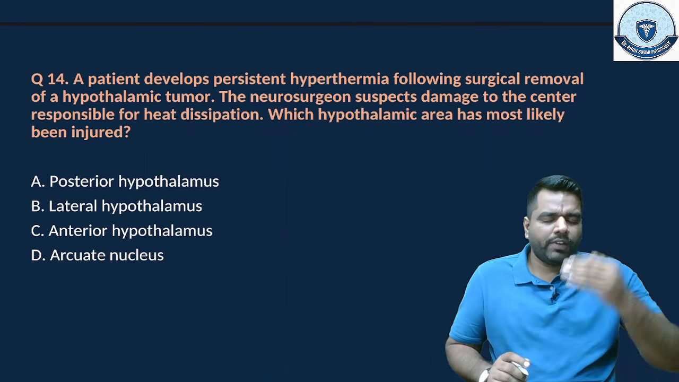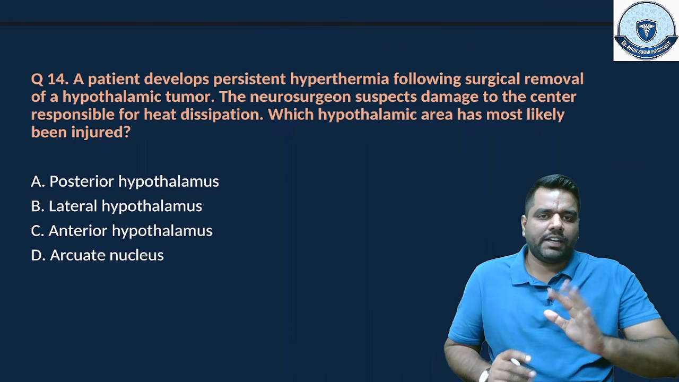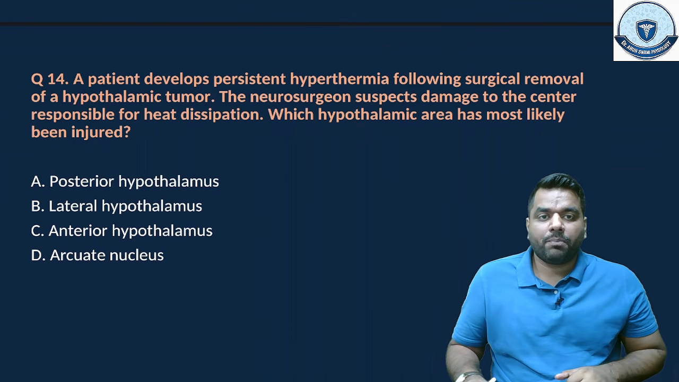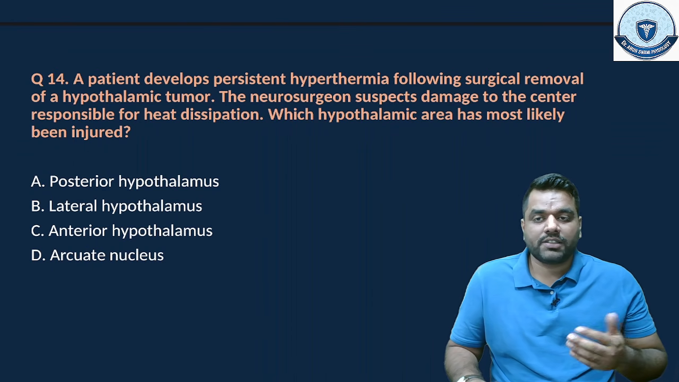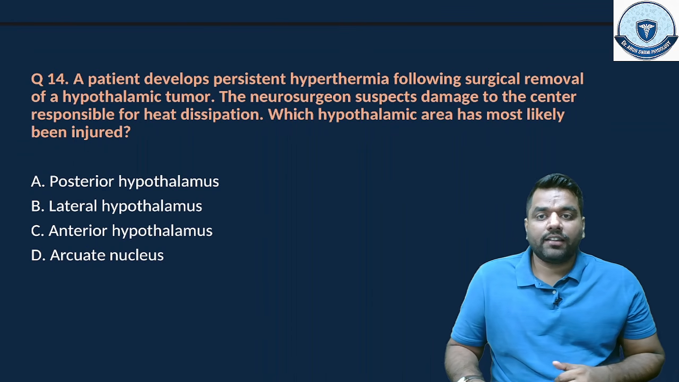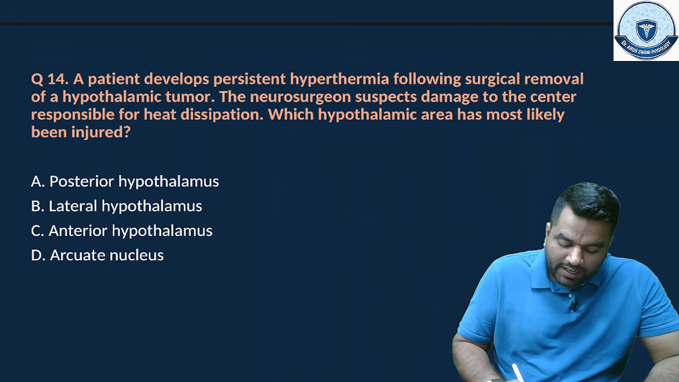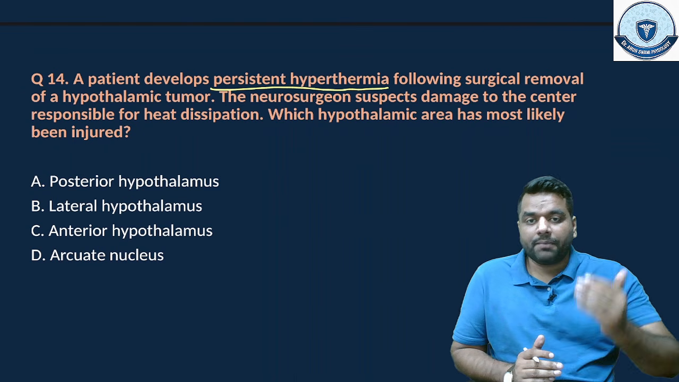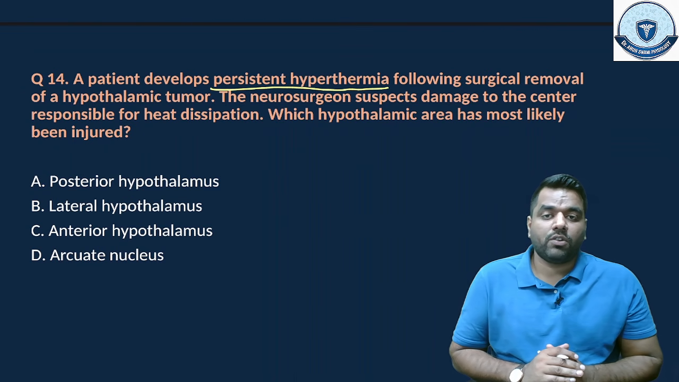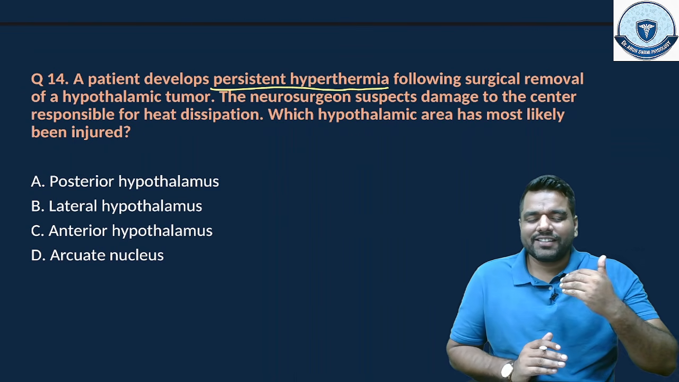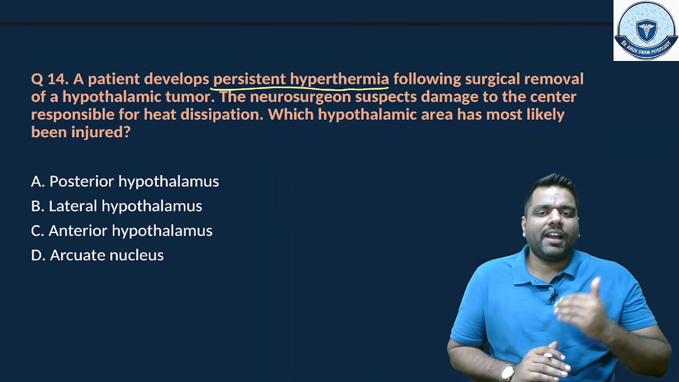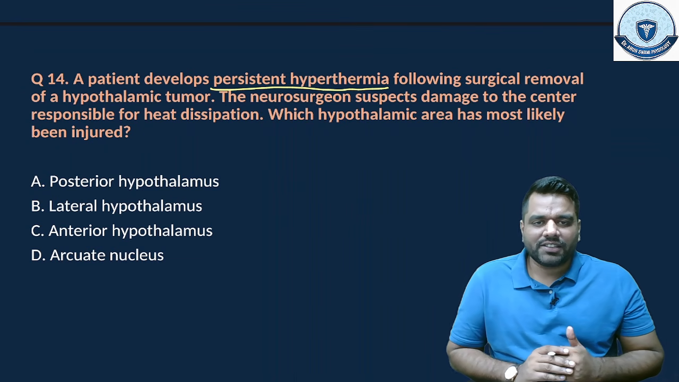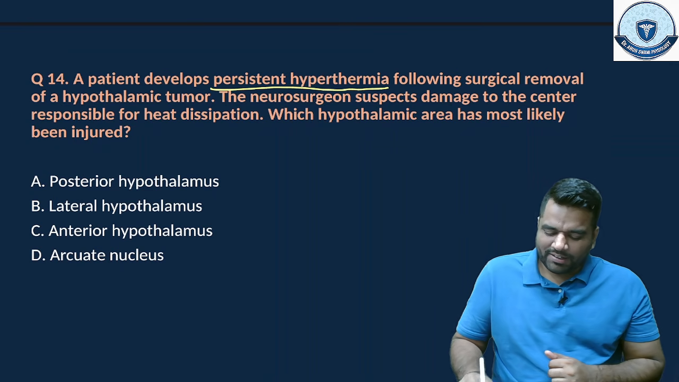Guys, I told you the various hypothalamic centers, which are very, very important. And what is the question saying? The question is saying that the person went for tumor surgical resection and is having persistent hyperthermia. Persistent hyperthermia means high temperature is there. The person is not able to control this. And guys, the person can control hyperthermia by which portion of the hypothalamus? By the anterior hypothalamus, right?